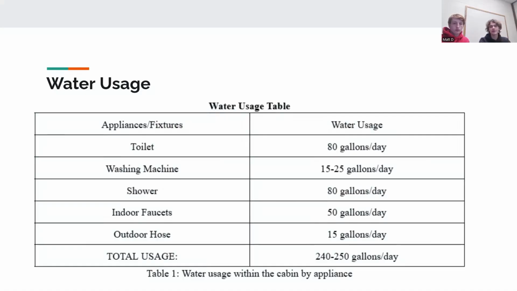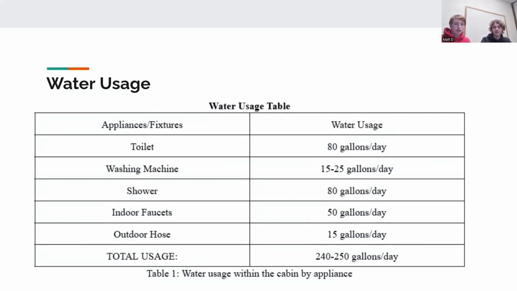The first part of this project was identifying the water usage for the cottage. We assumed a family of 4 would be living in this cottage full time and have the appliances listed below. The first one was a toilet, which averages about 20 gallons per person per day, which makes up 80 gallons per day. The washing machine, which would end up being about 15 to 25 gallons per day, depending on how often the family runs a wash cycle.